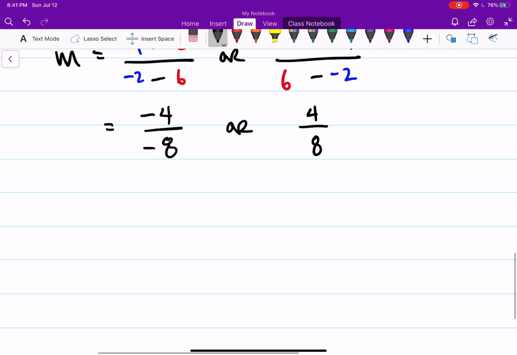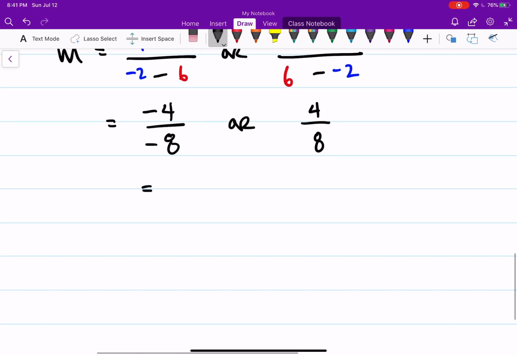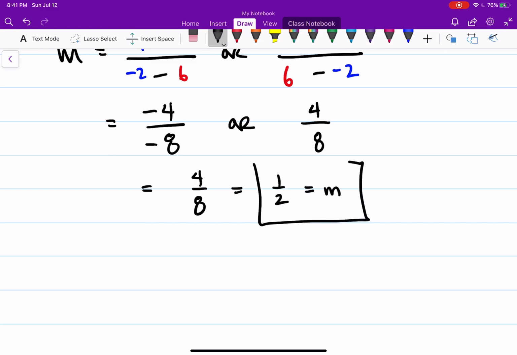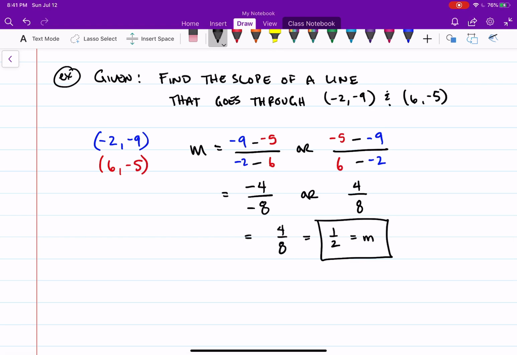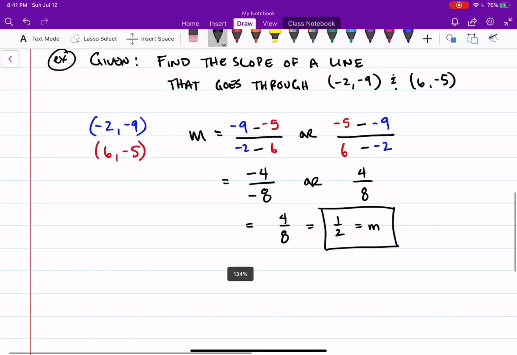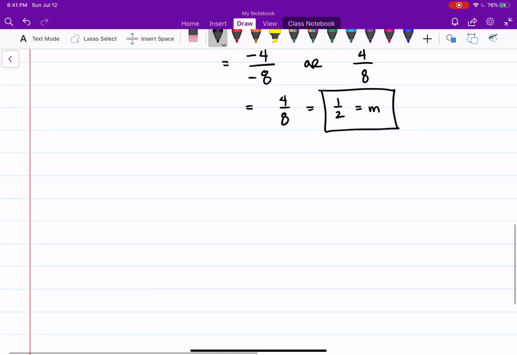So either way I look at this, both of these are going to equal +4 over 8, which is equal to 1/2. So that is equal to my slope. Okay, so the slope with these 2 points would be that. Okay, so let's do something a little more scary.